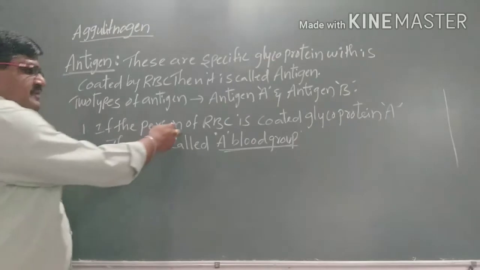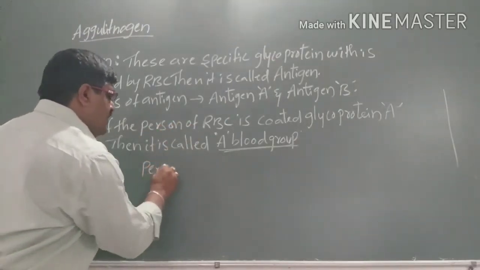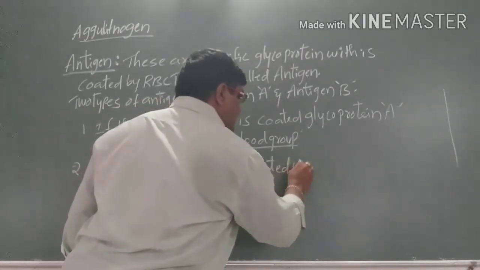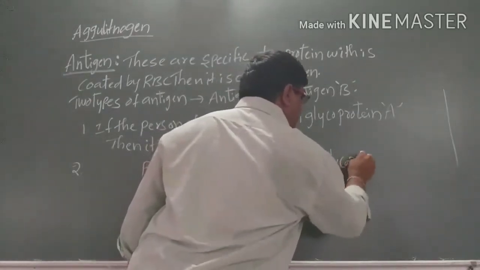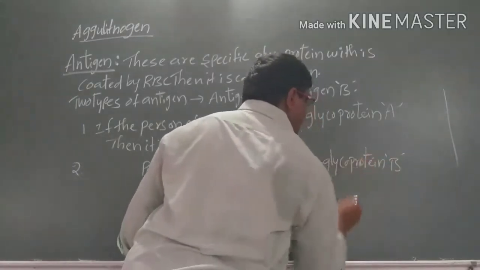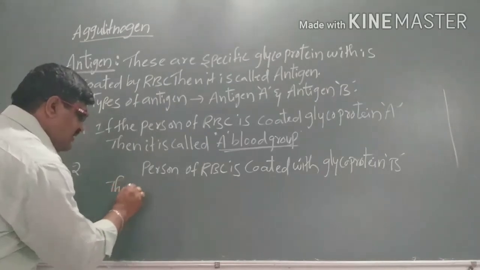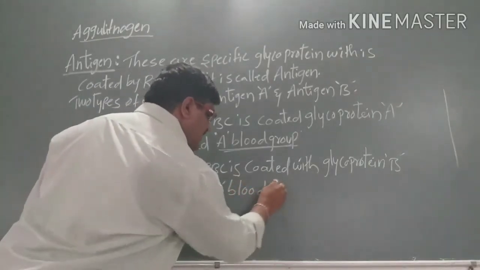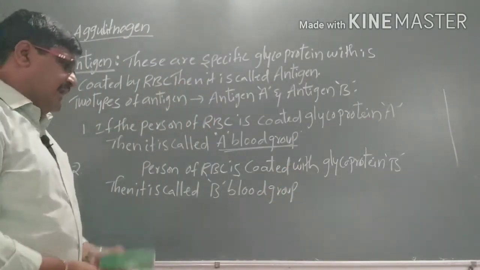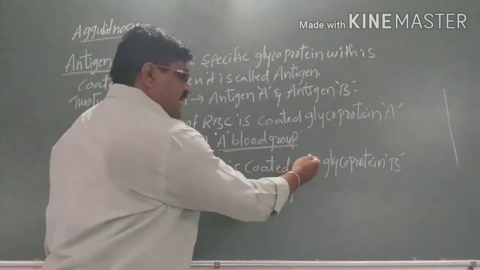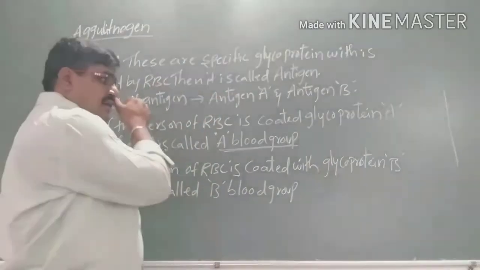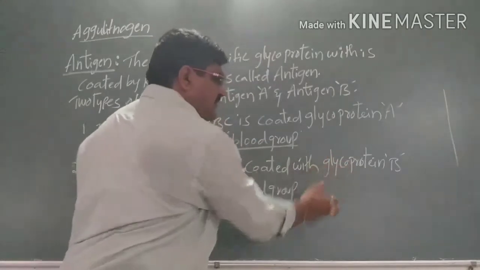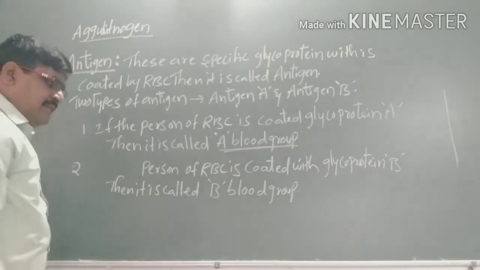Next, if a person's RBC is coated with glycoprotein B, then it is called B blood group. That means if it is coated with antigen A, it is called A blood group. If it is coated with antigen B, then it is called B blood group.